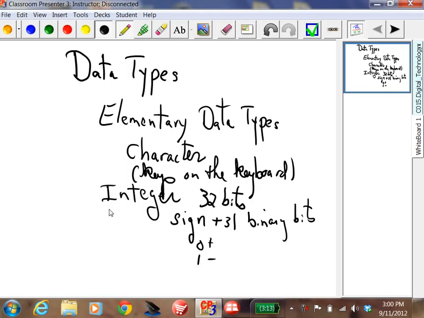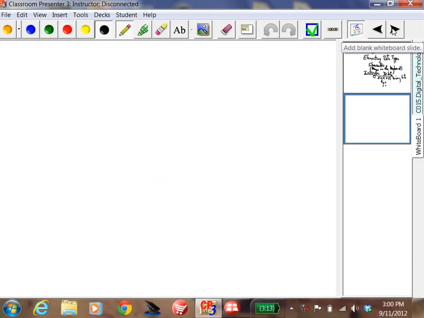Any other elementary data types? Have we discussed any others? Well, I think that was it. Character, okay. And for characters, we did discuss the codes by which these characters are stored, and we talked about two character codes.